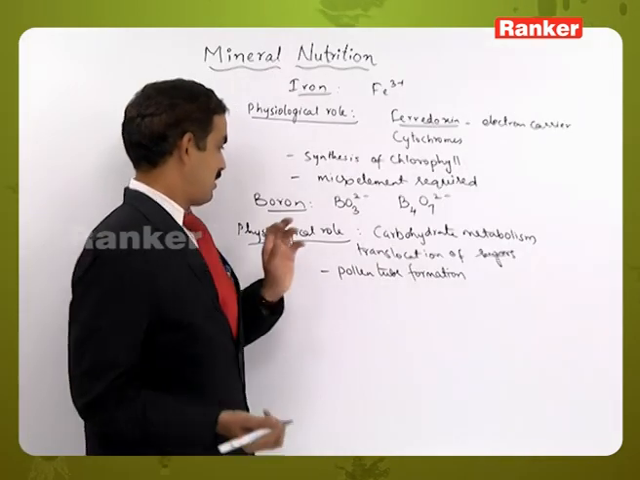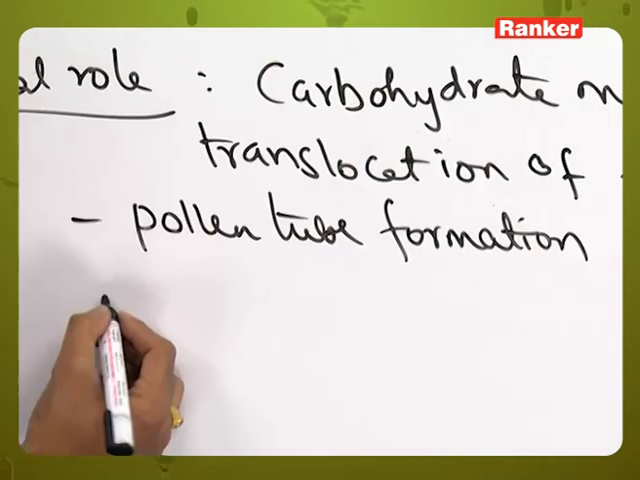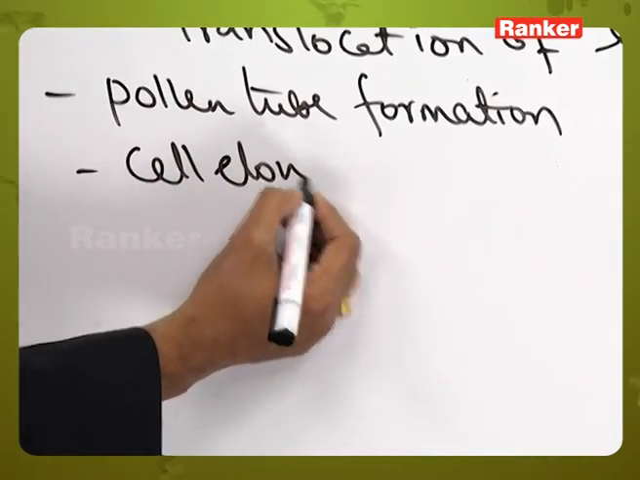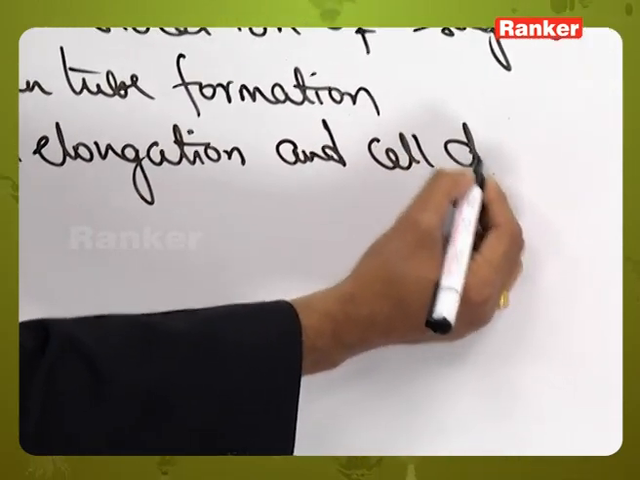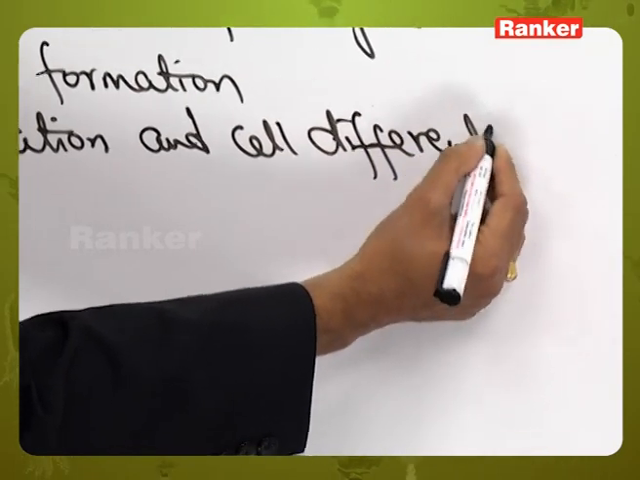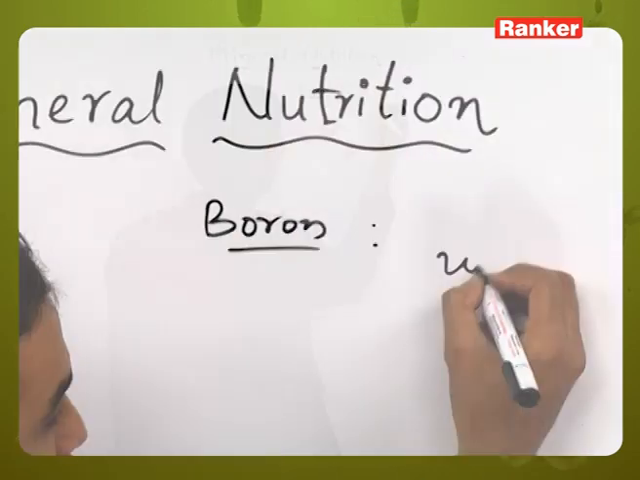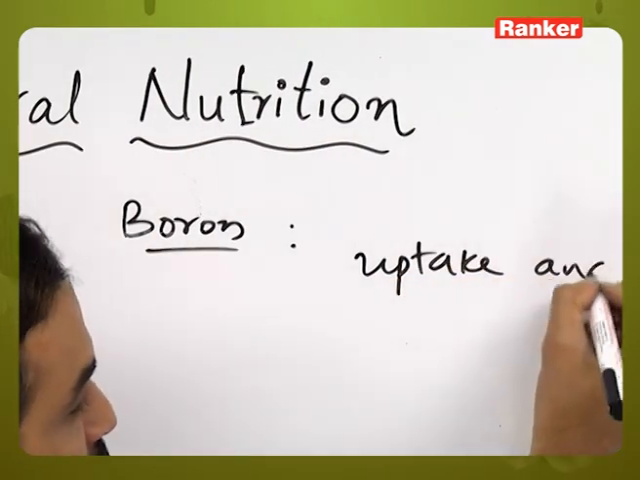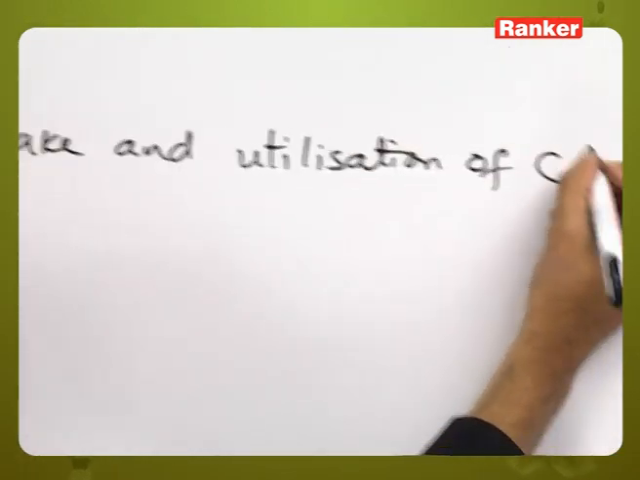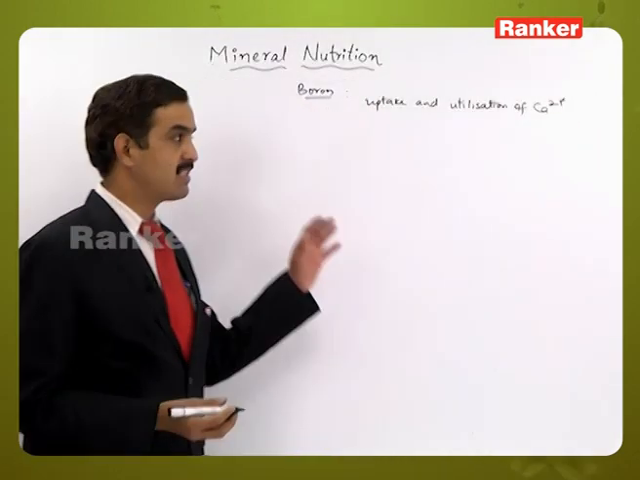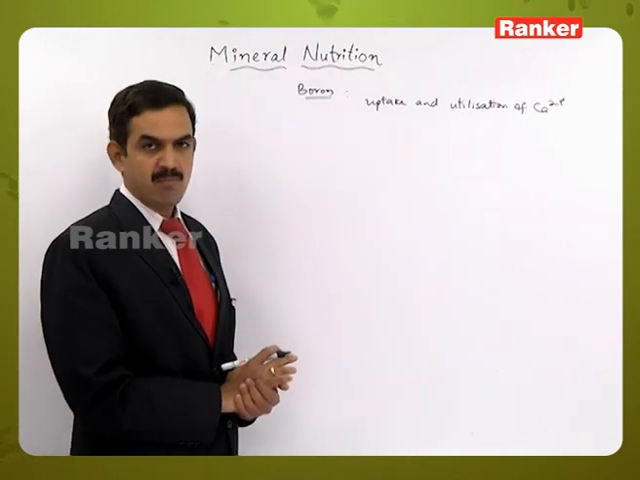Boron is also useful for pollen tube formation. That is, boron helps in the germination of the pollen grain to produce a pollen tube. Apart from that, it also helps in cell elongation and cell differentiation. Boron is also useful for uptake and utilization of calcium ion by the plants. So likewise, these are some of the important physiological roles exhibited by boron. The next element is manganese.